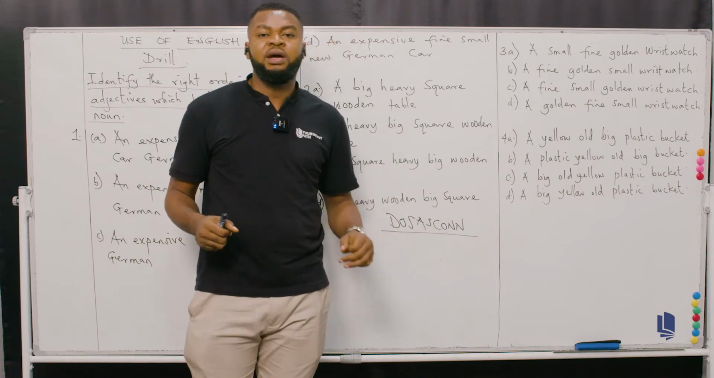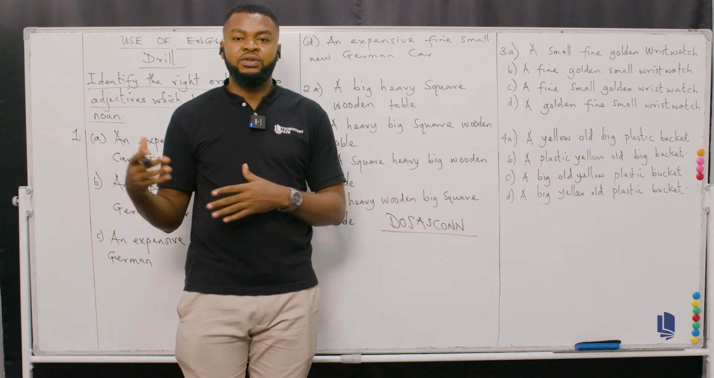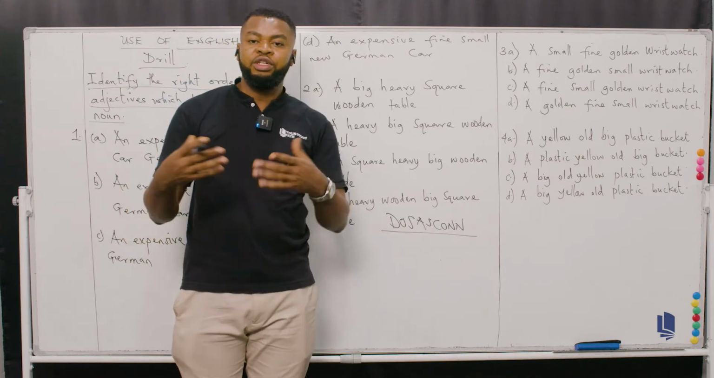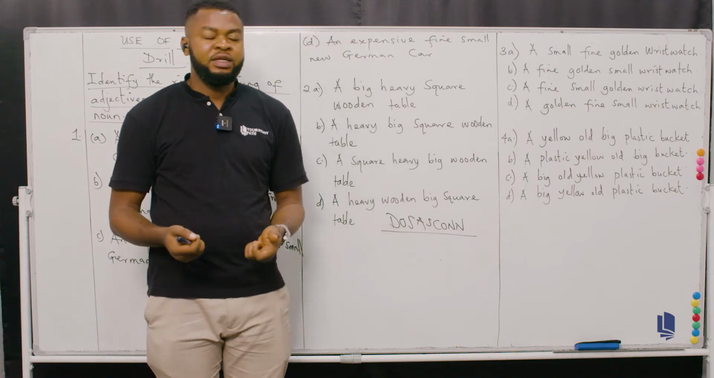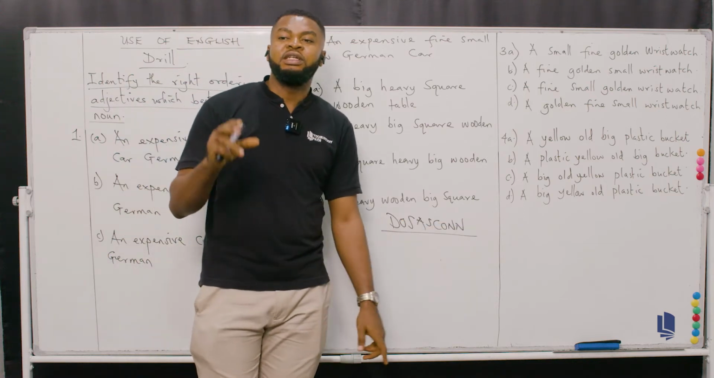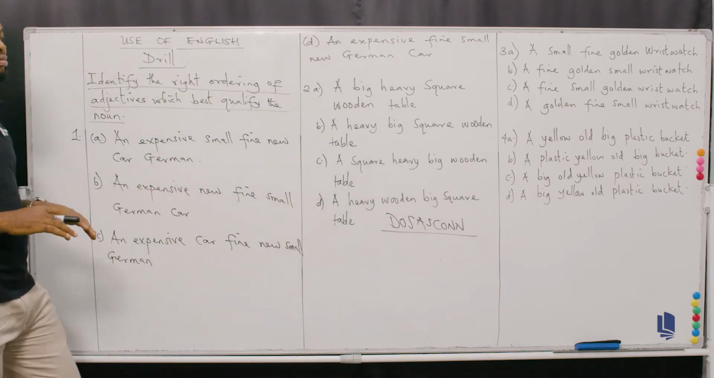Then shape. Shape can be either square or rectangular. Then C is for color, either blue, white, or red. O is for what? Origin. N is for adjective that functions as noun. Then the last N is for the actual noun. So that is what we refer to as the DOSASCON formula.